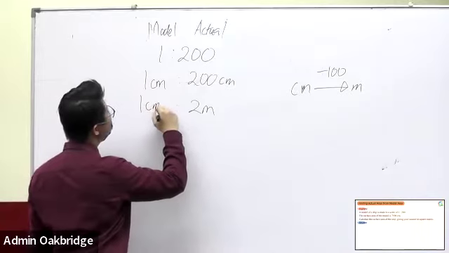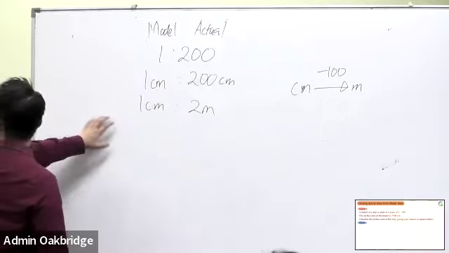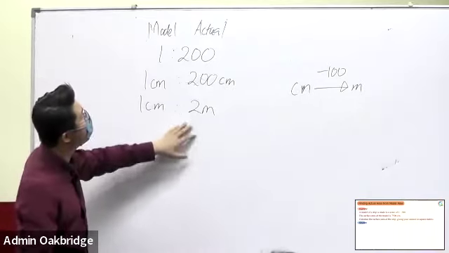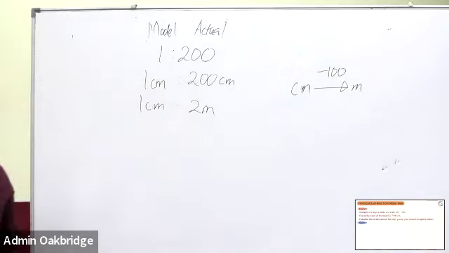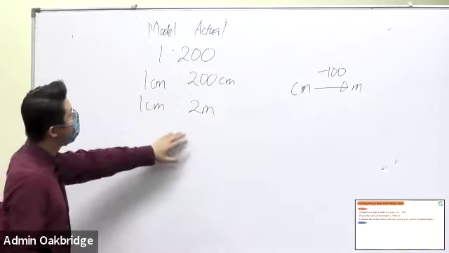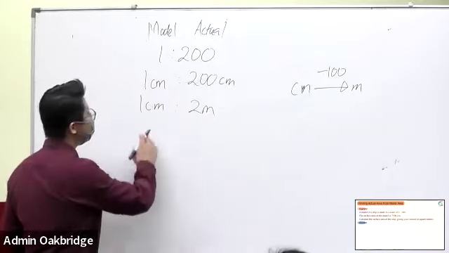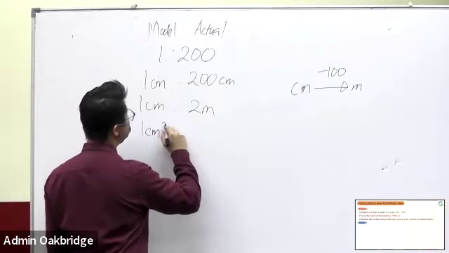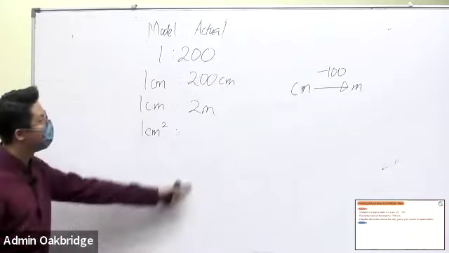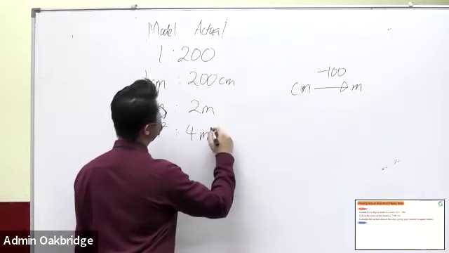Now you have this relationship: 1 cm for the model actually represents 2 meters for the actual one. But what we want to get here is the area, the surface area, not the length only. So from this step, you need to square both sides. If you take the square of 1 cm, what do you get? 1 cm squared, very easy. And the square of 2 m is 4 meters squared.